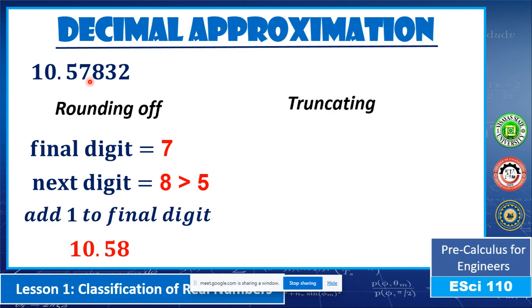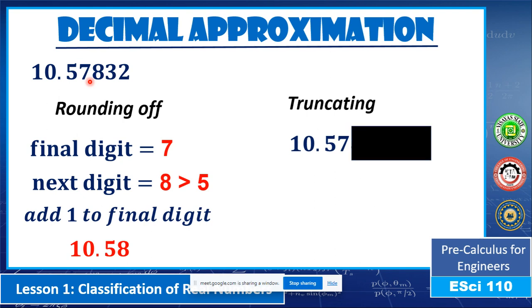How about for truncating? Of course, like you just ignore na lang, i-break na lang. So hanggang 7 lang talaga. So i-break mo, i-ignore mo yung naka-follow niya. So we have 10.57. As you have noticed, nag-iiba siya. Nag-iiba yung truncating sa rounding. Why? Because in rounding, you have a condition na kapag mas greater na ng 5, dagdagan mo. Whereas sa truncating, as is lang talaga. Like, just ignore those numbers after the final digit.